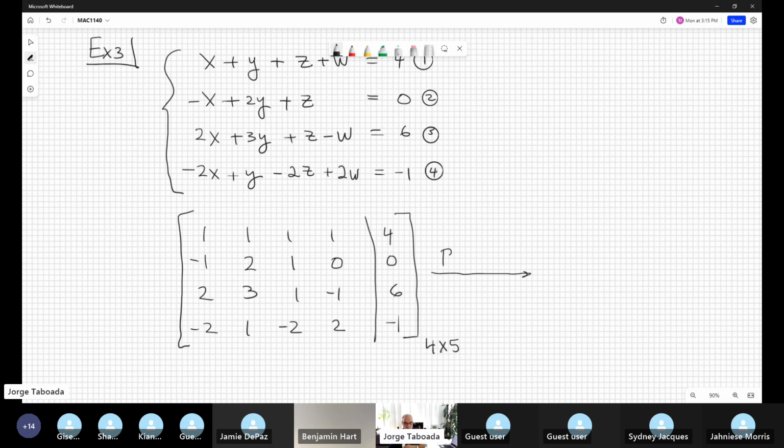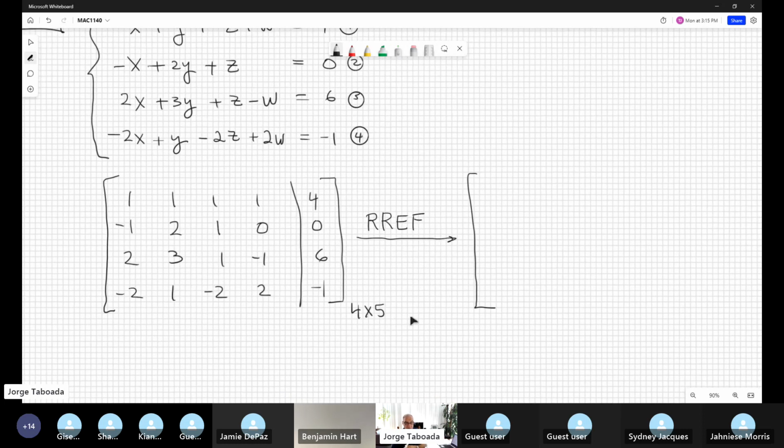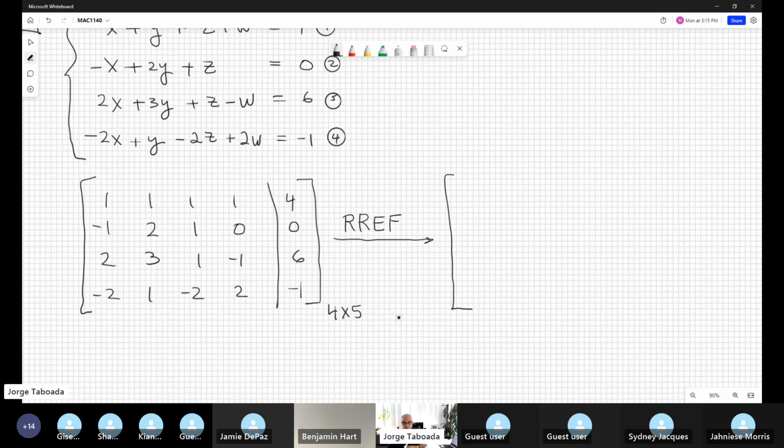the famous reduced row echelon form. And I suppose that you get another matrix, same dimension, 4 by 5, of course with different numbers, and you need to learn how to interpret this result. Okay, let's do it.